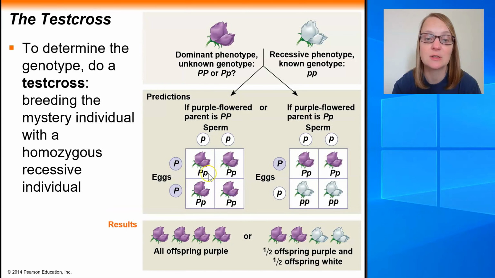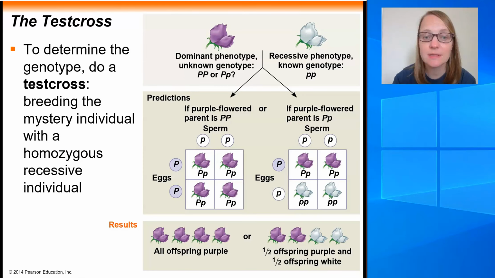If you do your Punnett square for this particular outcome, you will see that every single one of these offspring will get 1 dominant allele from the purple flower and 1 recessive allele from the white flower, and they will all end up being purple heterozygotes. All right, so if all of your offspring from this test cross come out purple, then you know that your original purple flower was a homozygous dominant.